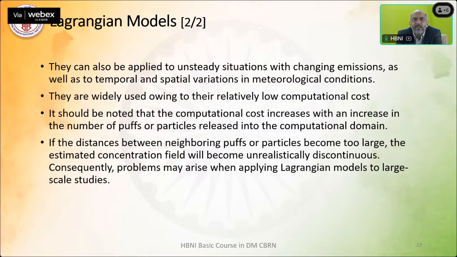And it should be noted that the computational cost increases with an increasing number of puffs or particles. So when you want a much finer domain, finer results, when you want to increase the sensitivity of the modeling, then probably you will have to invest more on the computational aspect. Okay, and if the distance between the neighboring puffs or particles becomes too large, then the estimated concentration field will become unrealistic and discontinuous. Okay, so you have to accordingly select a domain size that is appropriate, and these are part of the optimization of the models that you create.